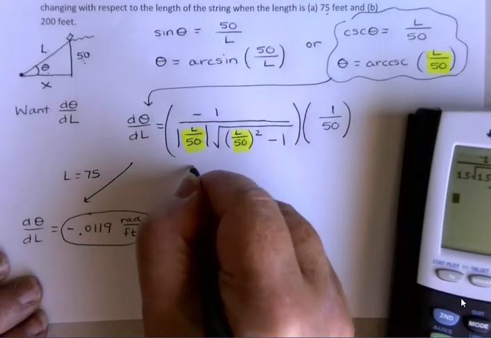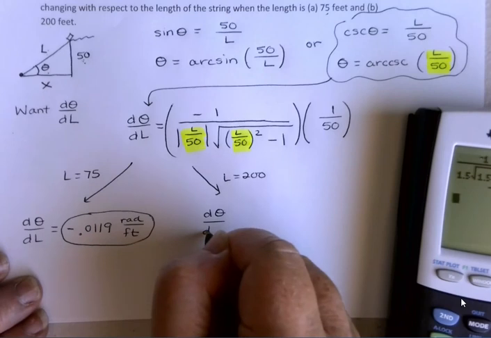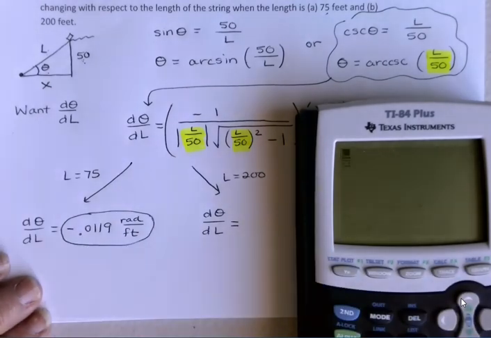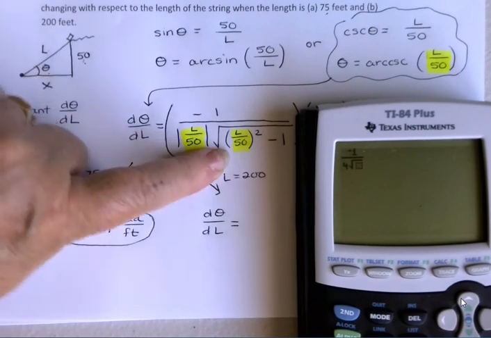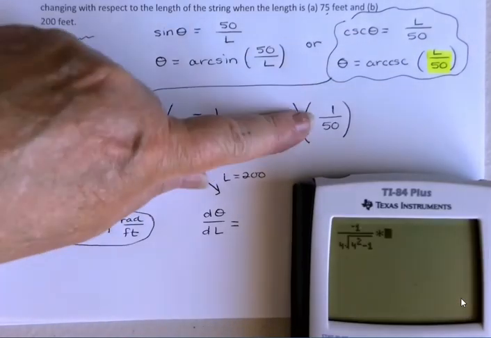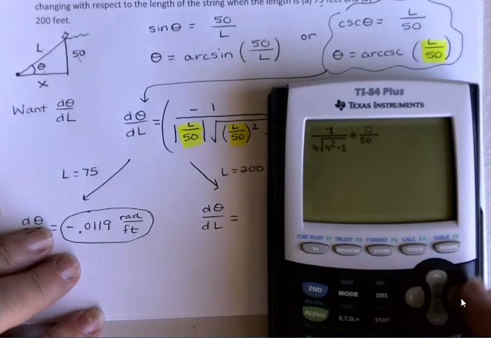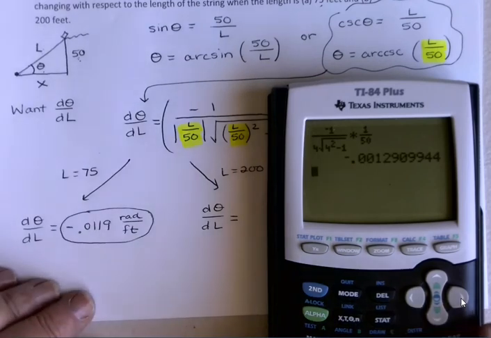We could do the same thing with an L of 200. And let's see, what am I going to get this time? -1 over 200 over 50, which would be 4, times the square root of 4 squared minus 1, times that 1/50th, and I've got -0.0013 about.